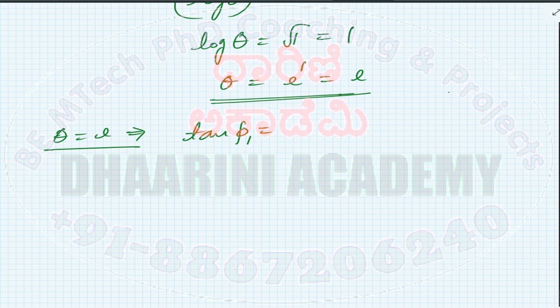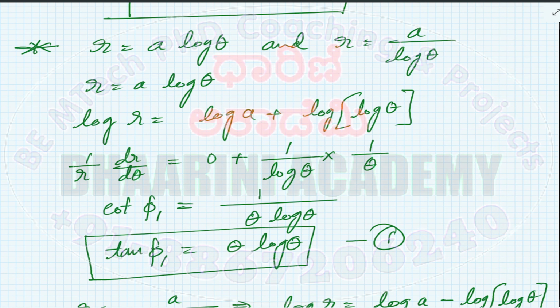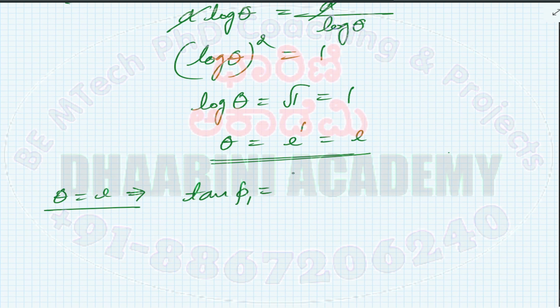I go back and check my equation number 1. It says that tan phi 1 is theta log theta. So this should be theta. Theta is e log e. So log and e are inverses of each other, so log e is 1. So this is e into 1, that is e. So tan phi 1 is equal to e.